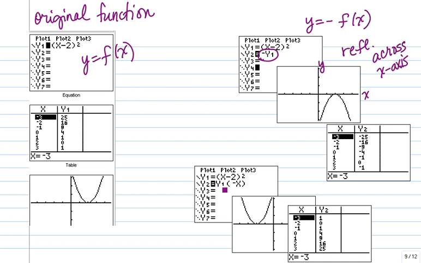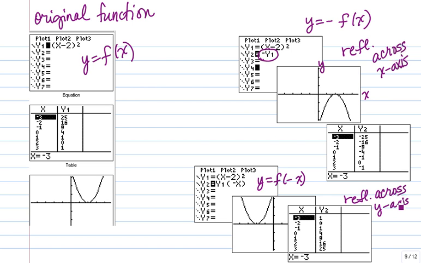Now let's look at what happens if we replace x with negative x. So this one is really y is equal to f of negative x. Notice what happened. Now the graph went from on the right side of the y-axis to the left side. It flipped over the y-axis. So this is a reflection across the y-axis.